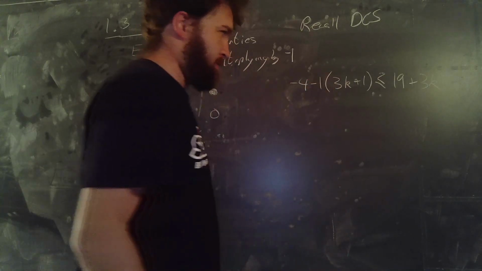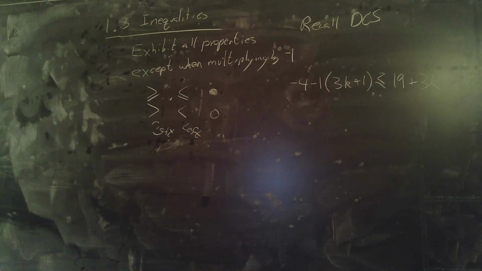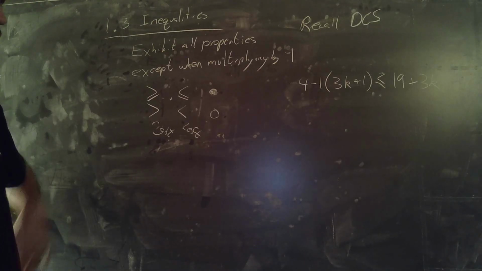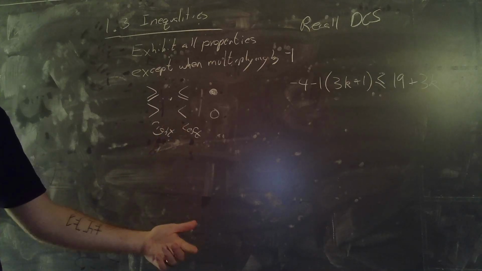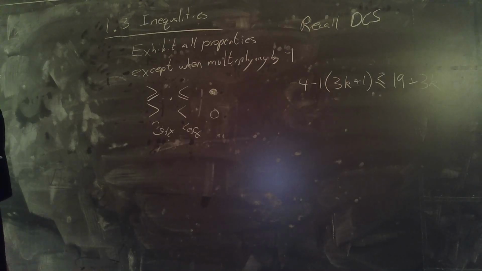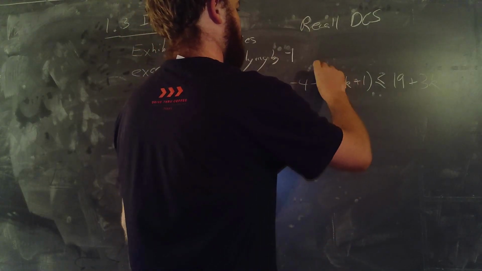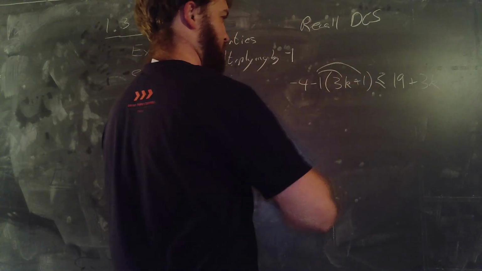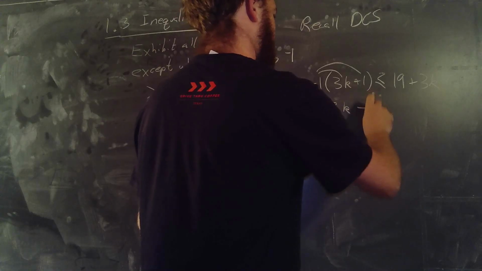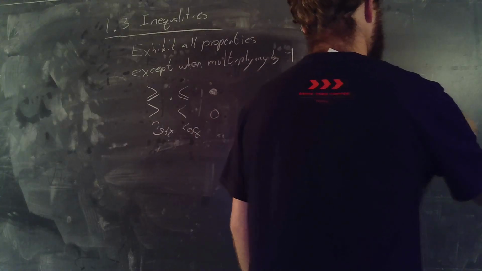Subtraction is not associative, which means that when I see that in a parenthesis, I can't just drop the parentheses and say that that's -4 minus 3k plus 1. I have to distribute the negative into the parentheses. So there is actually a distribute. It's just kind of hidden in this problem. So the -1 is going to multiply both 3 and 1. I'll have -4 minus 3k minus 1 is less than or equal to 19 plus 3k.